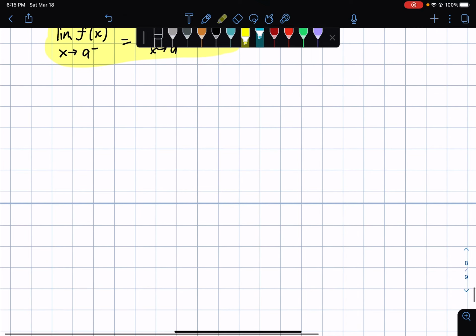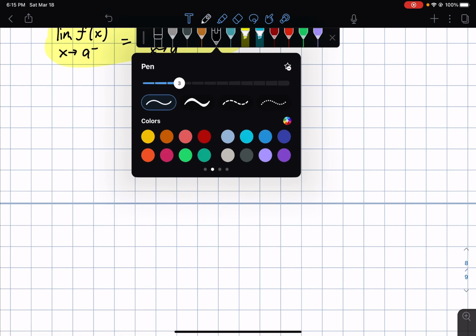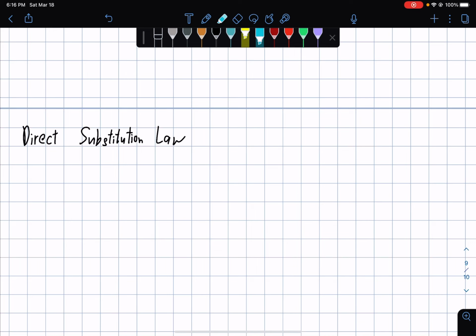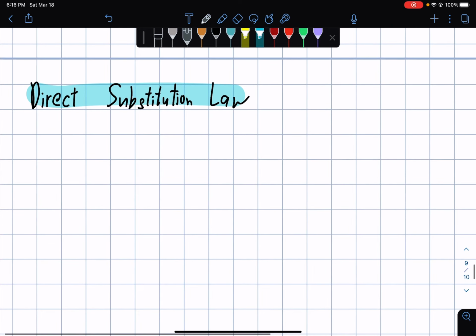All right, so let's move to some laws that are relevant to this topic. We have the direct substitution law. Here, lim of f of x such that x approaches a is equal to f of a.